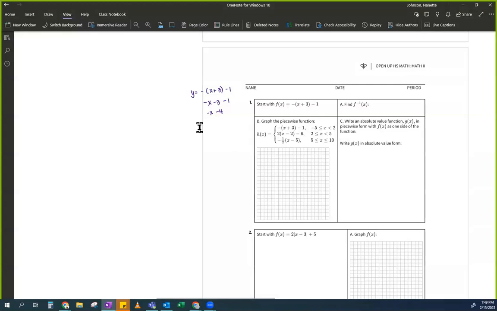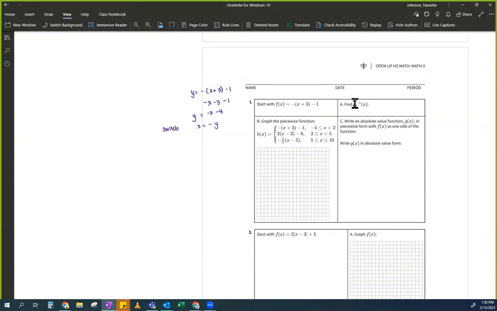Some of you are like, Ms. Johnson, why are you calling it y? Because I already know what I'm going to do. To find the inverse of it, you guys always tell me, switch, Ms. Johnson, switch. So I'm going to switch x and y. So I'm going to get x is equal to negative y minus 4.